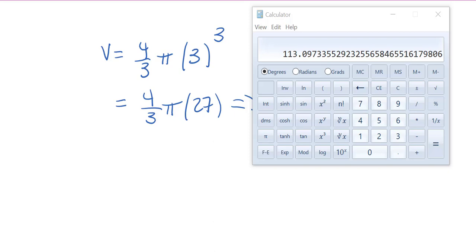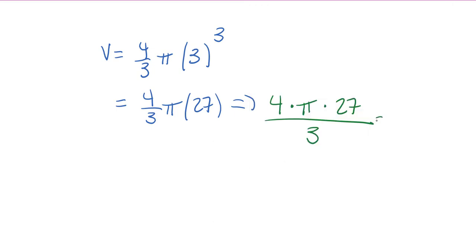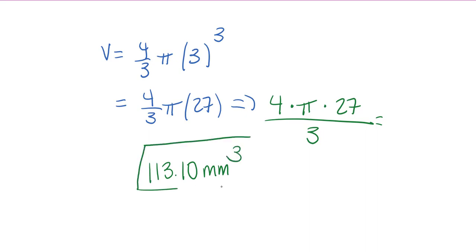So we get 113.097, but we want to round to the nearest hundredth. So we're going to look at the 9. If we need to round up, then the next number would be 10. So this is equal to 113.10. This is millimeters cubed because it's volume. And that would be our volume for this sphere.